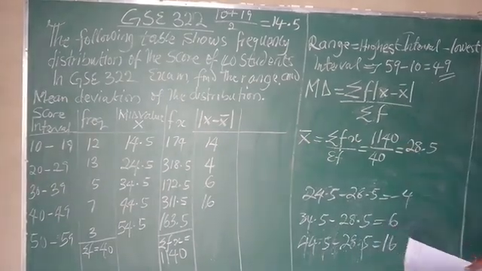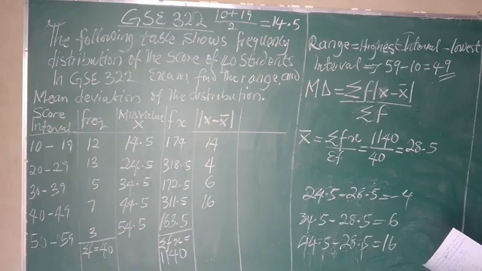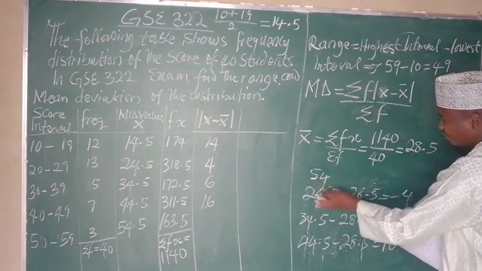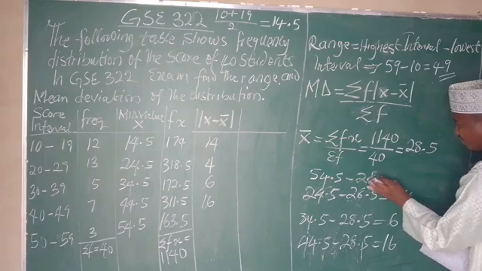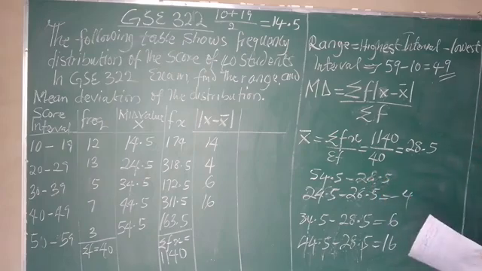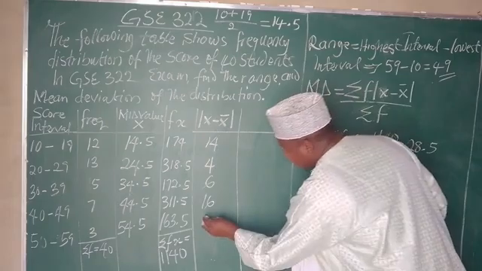Then the last one is 54.5. Let's write it here. 54.5 minus the mean, which is 28.5. When we do that, we are going to get 26.